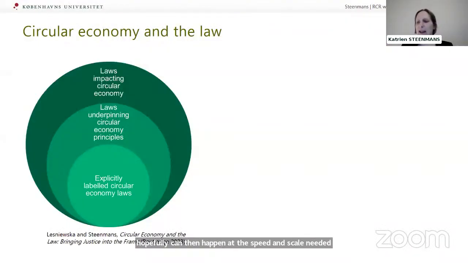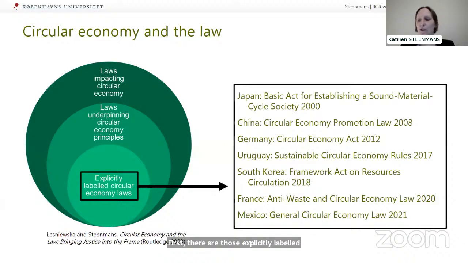So where are we currently at in relation to circular economy and the law? Together with Fjell Lesniuska, we describe the legal landscape of circular economy and the law as comprising three different categories. First, there are those explicitly labeled as circular economy laws. Examples of these are listed in the box. Even though Japan and South Korea don't use the term circular economy in the title, with Sound Material Cycle Society and resources circulation, if you look at the legal definition, it's very similar to the legal definitions of circular economy adopted in the other acts in the box as well.